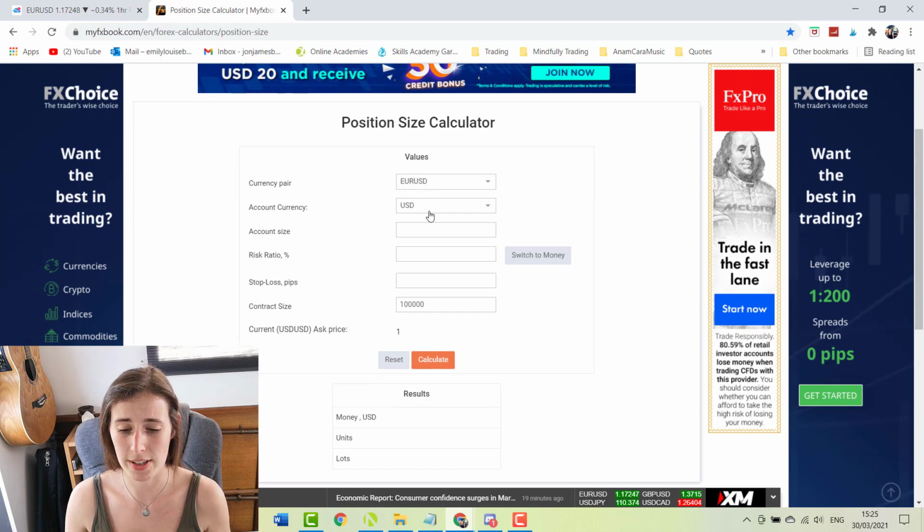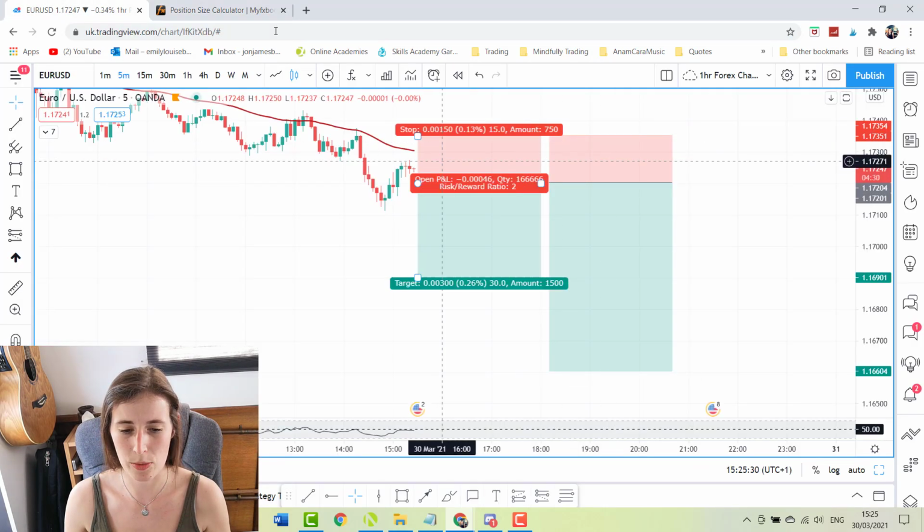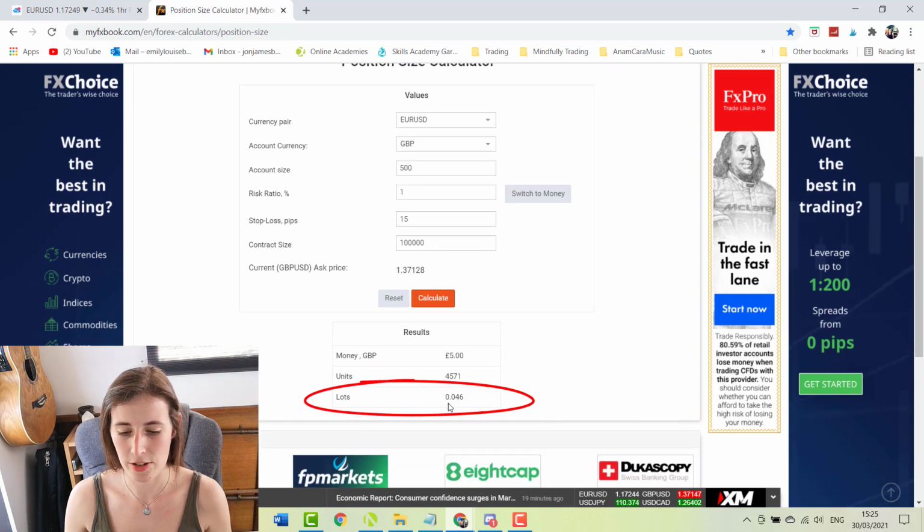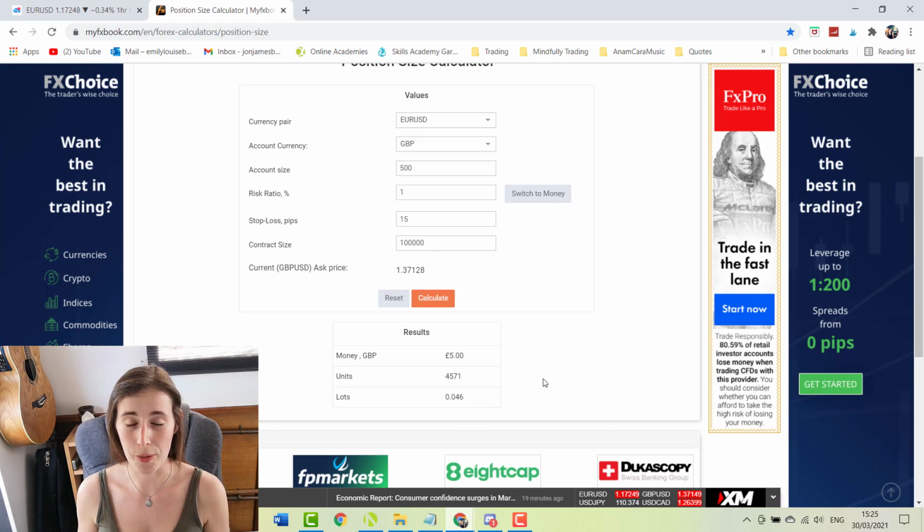It's already got EURUSD selected here. And let's just go with a very generic £500 account. Let's say that we ordinarily would want to risk 1% for this trade. And going back here, we've already said we're going to use a 15 pip stop. Now this calculates at 0.04. I'm going to ignore the last digit, so 0.04.